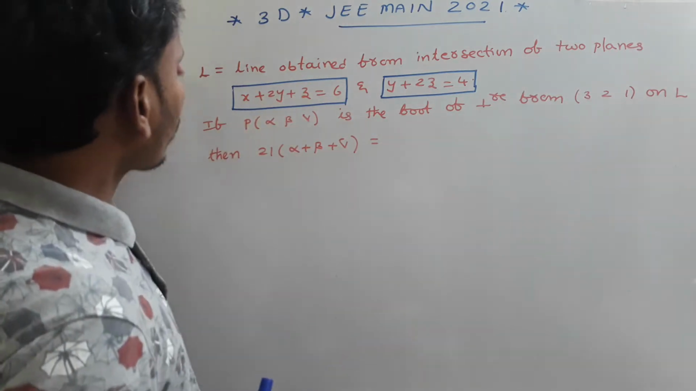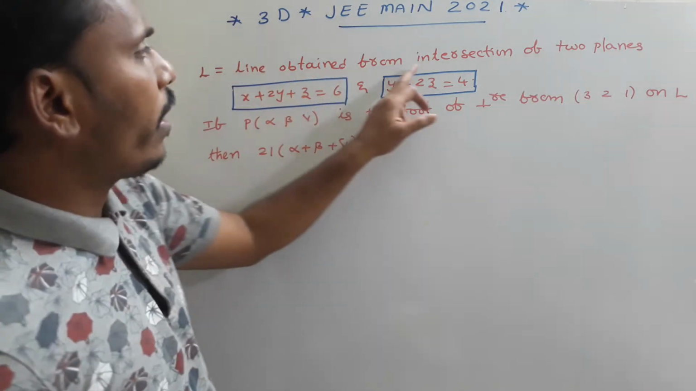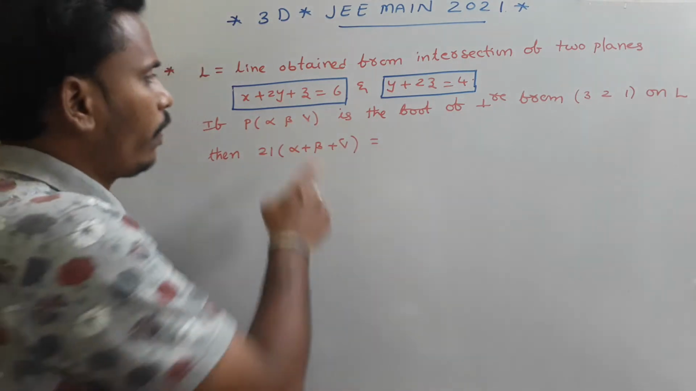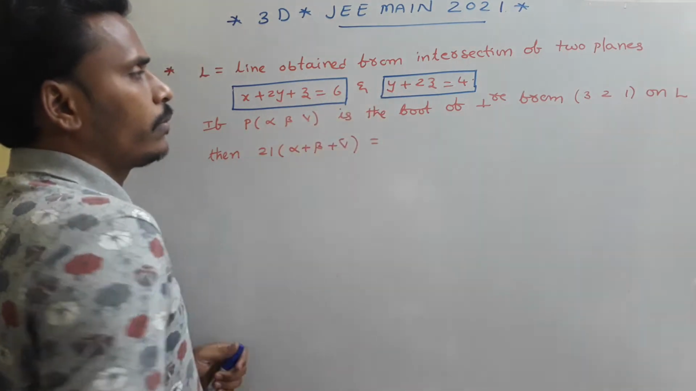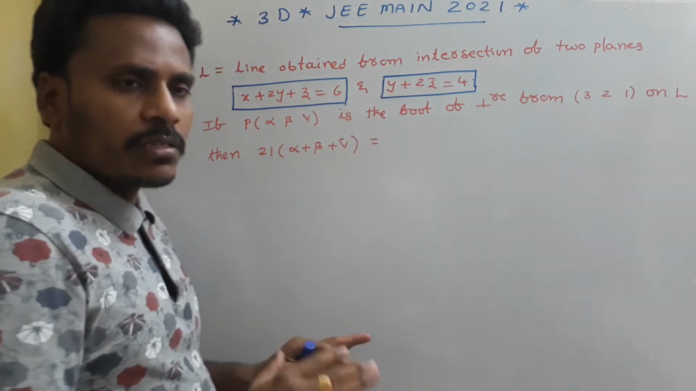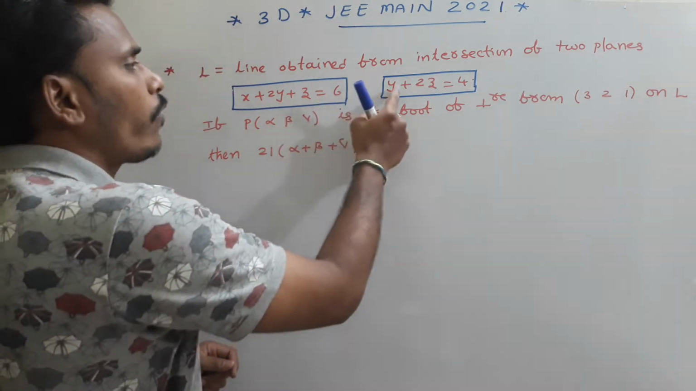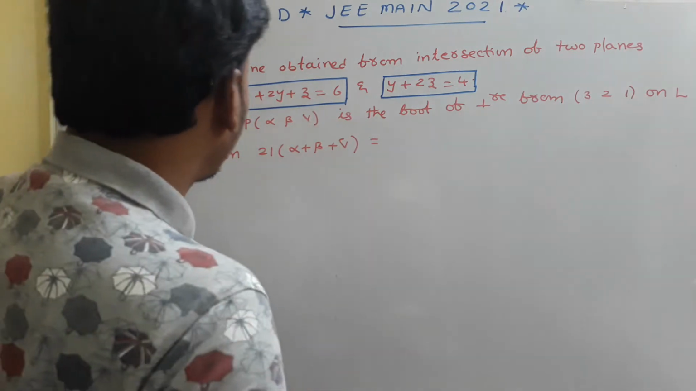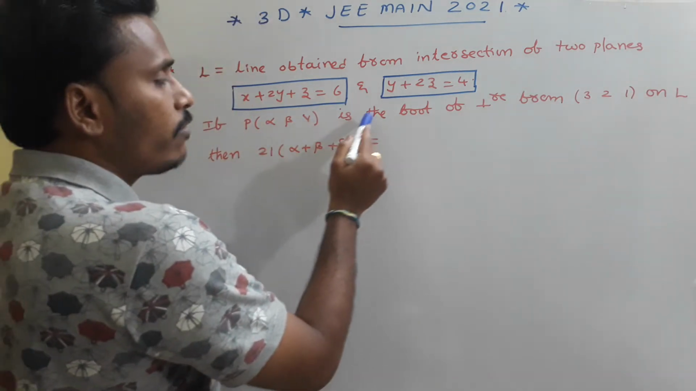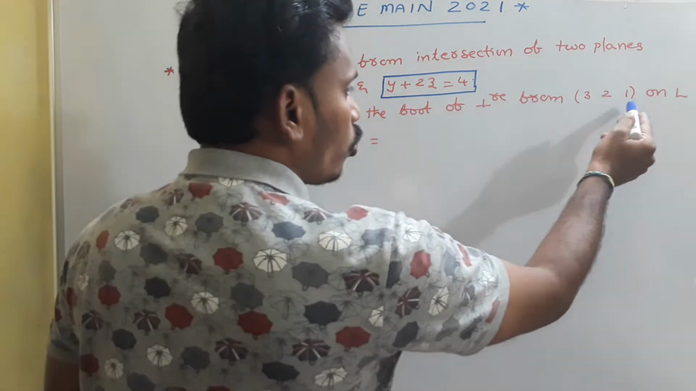See, L is the line obtained from the intersection of two planes. These are two planes, right? The intersection of these two planes is clearly a line. We know that the intersection of two planes is a line, and first of all we need to find out that line. And then alpha, beta, gamma is the foot of perpendicular from 3, 2, 1.